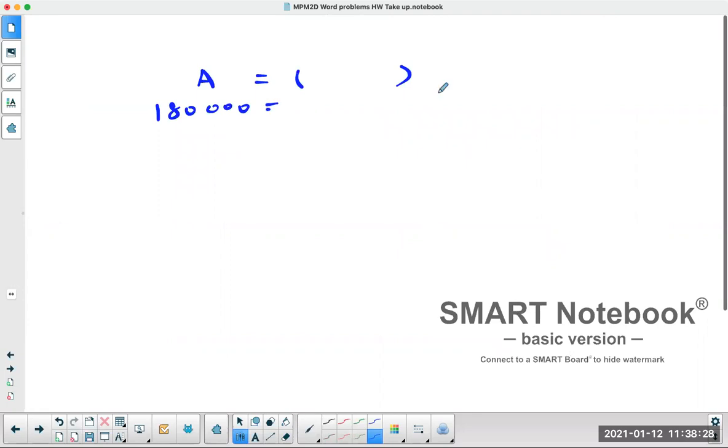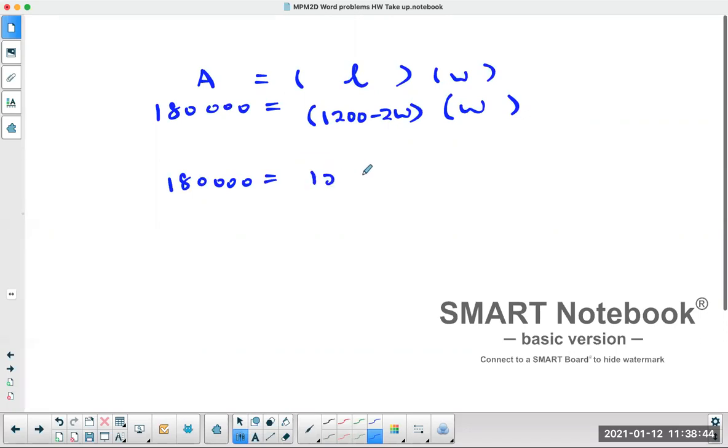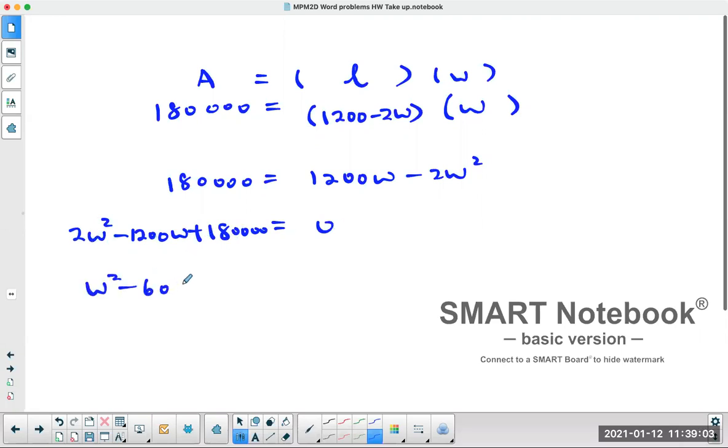What's on the other side? Well, the other side is the length and the width. The width is W. The length, we already calculated, was 1,200 minus 2W. So what we need is to expand the bracket: 1,200W minus 2W squared. Bring everything to one side. I like to keep the A value positive. I think it's always easier that way. It's all divisible by 2, which makes the question slightly easier, so I'm going to divide everything by 2.